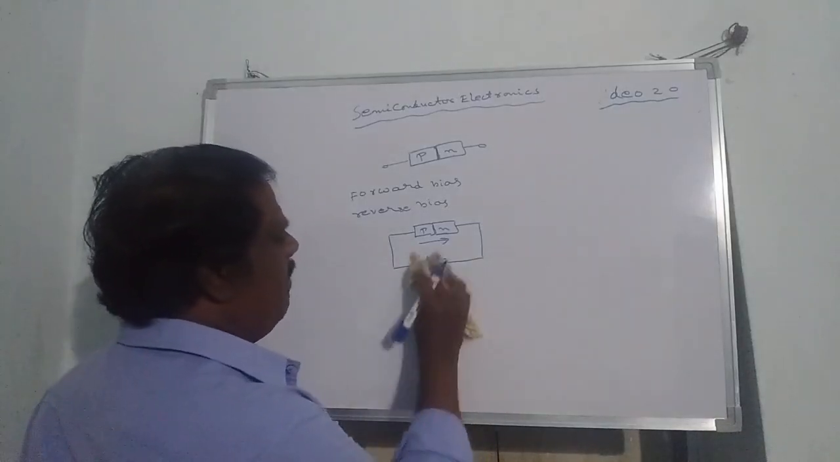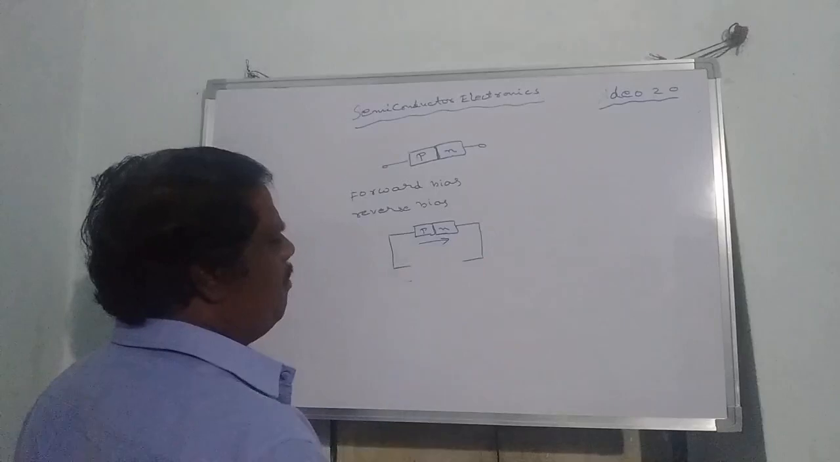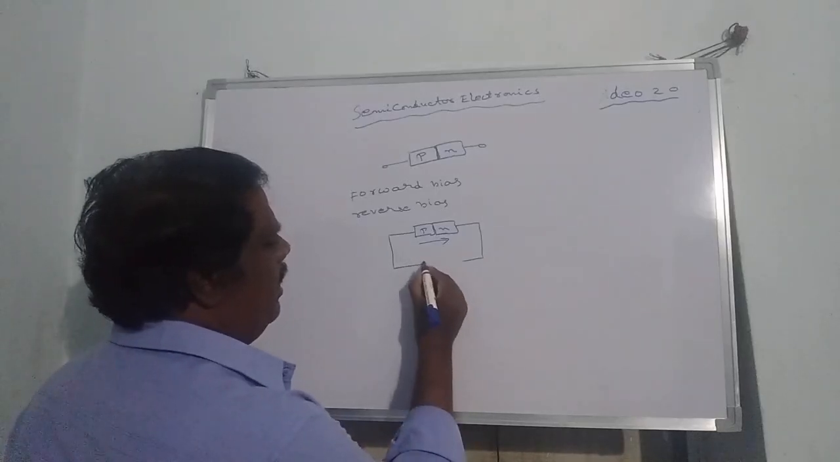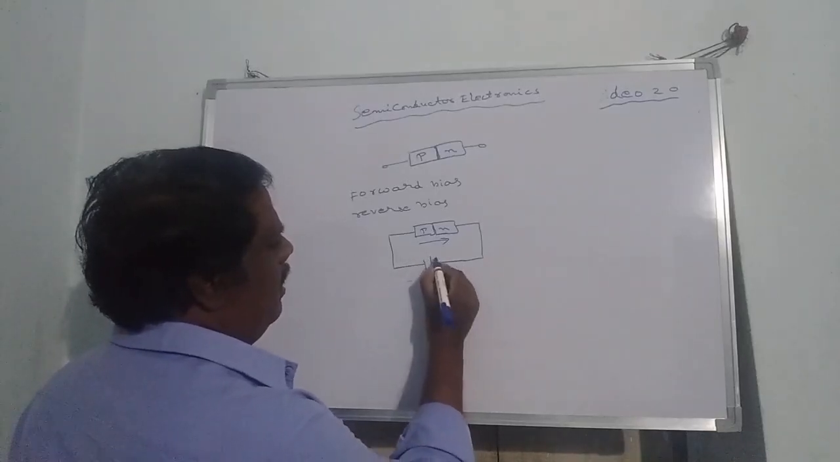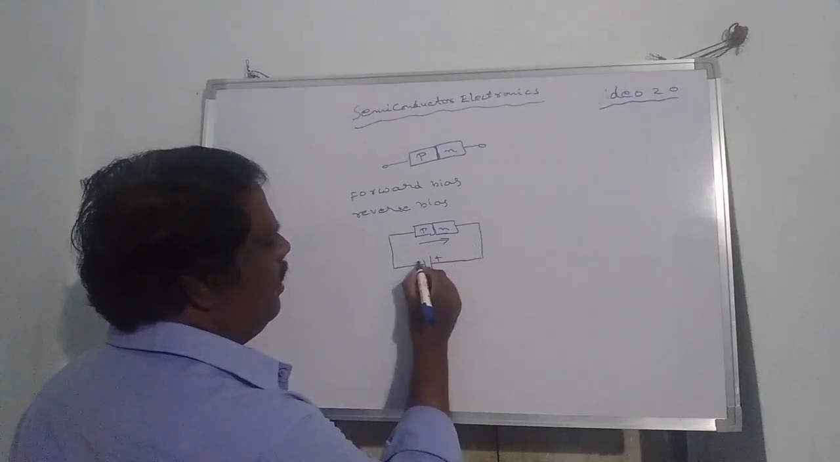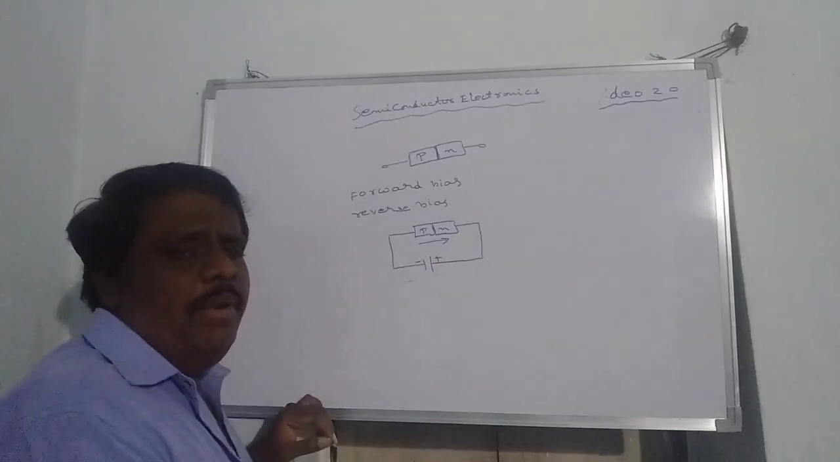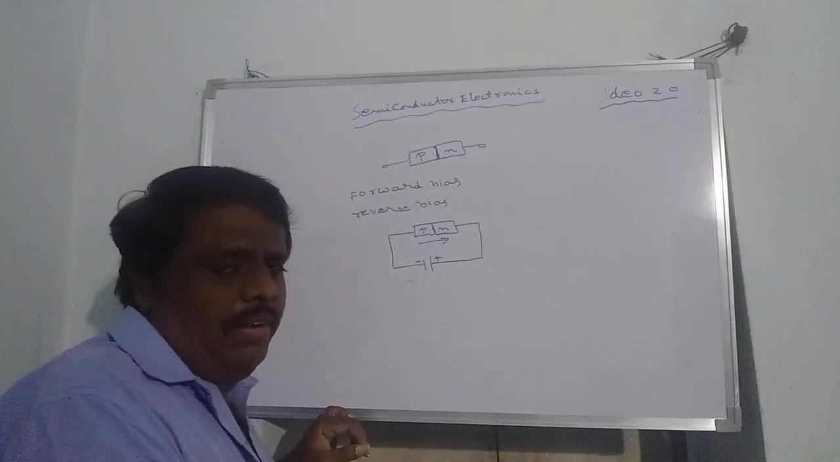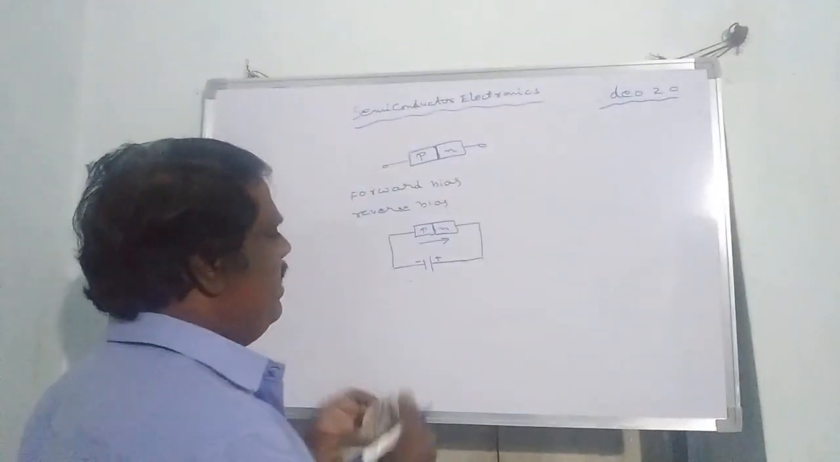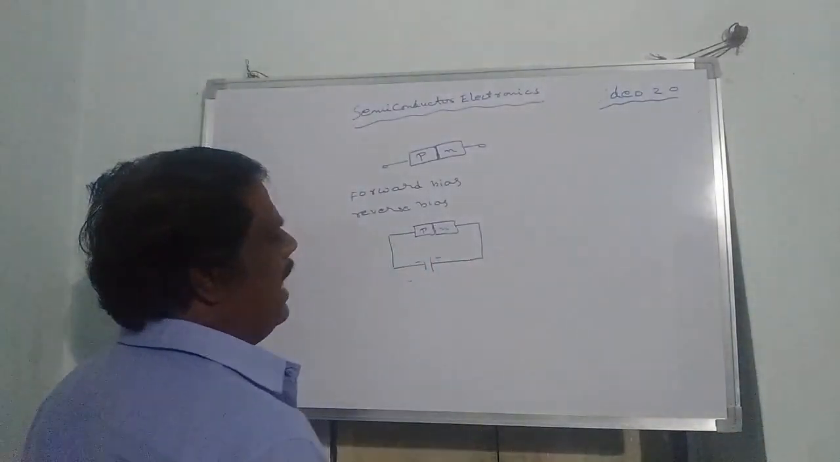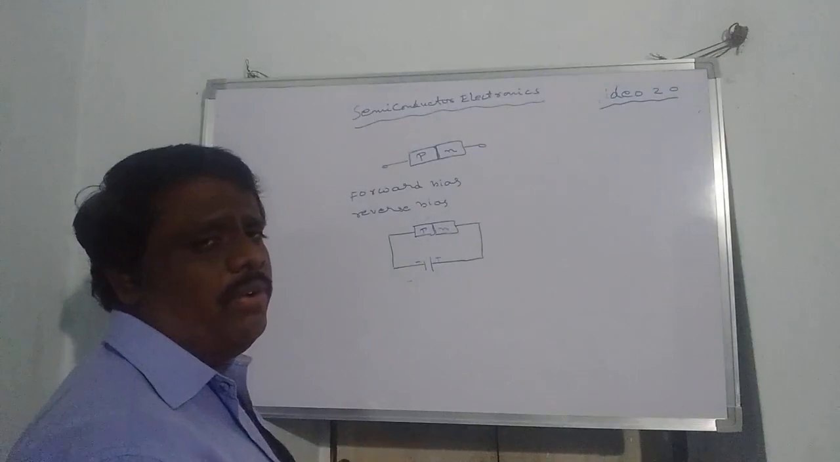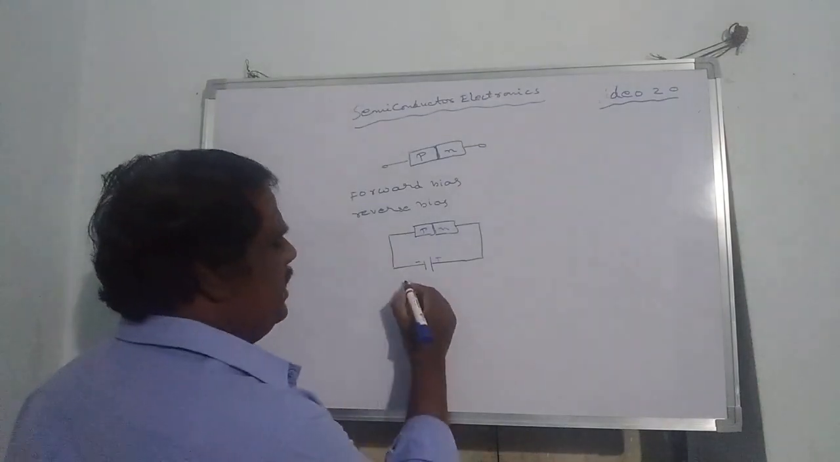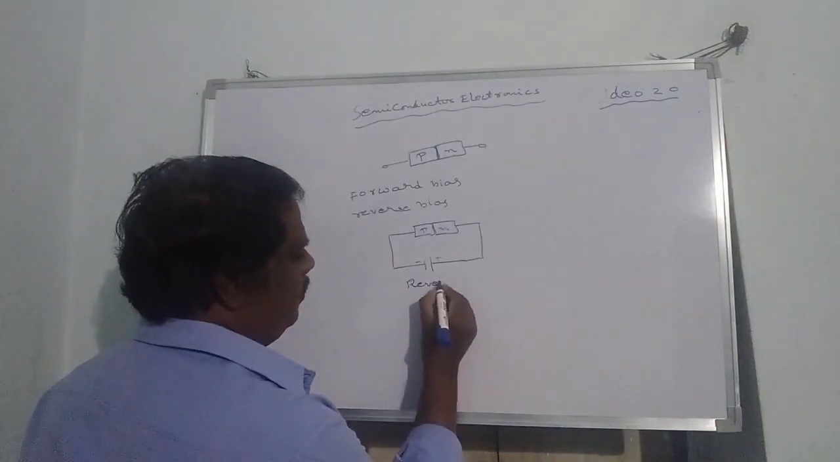So then what is reverse bias? Just reverse the polarity here. That means N will be connected to the positive and P will be connected to the negative terminal of the battery. In this situation, the diode offers high resistance, and no current flows through the diode. This is reverse bias.